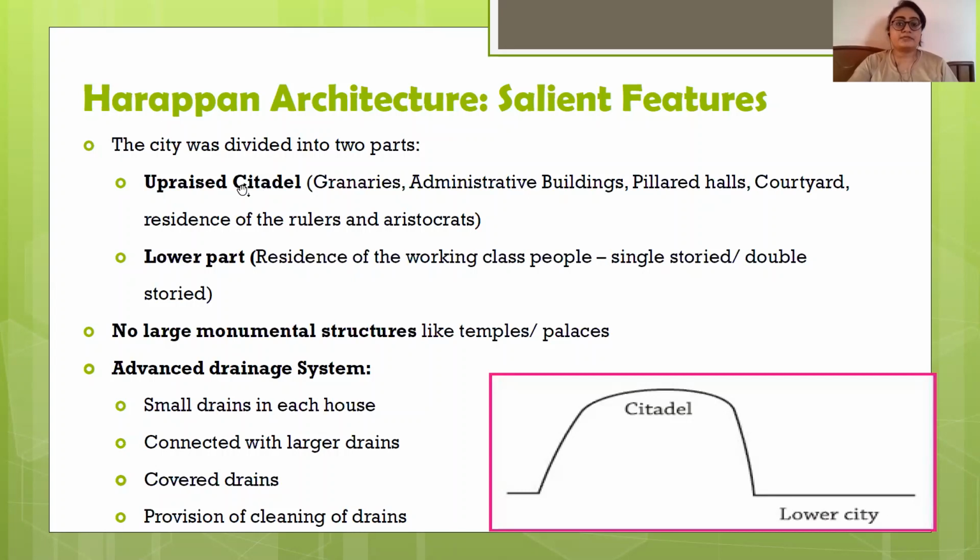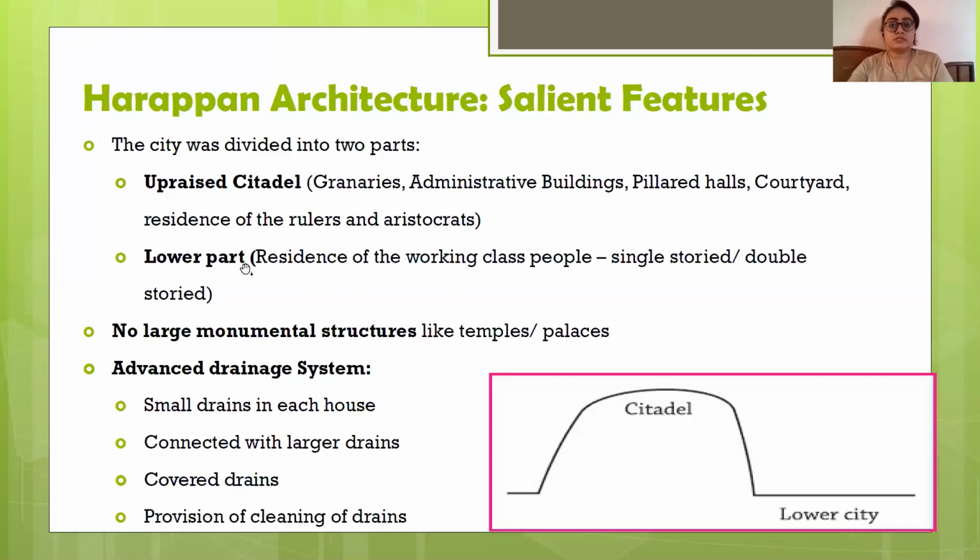Now see, what was there in the upraised citadel? There were granaries, administrative buildings, pillared halls, courtyards, and residences of the rulers, aristocrats, and priests. The higher class used to live in the citadel. Most of the public buildings, the granaries, the administrative buildings, and the pillared halls where public meetings took place, were all in the citadel, which was upraised. Here in the figure you can see the citadel.